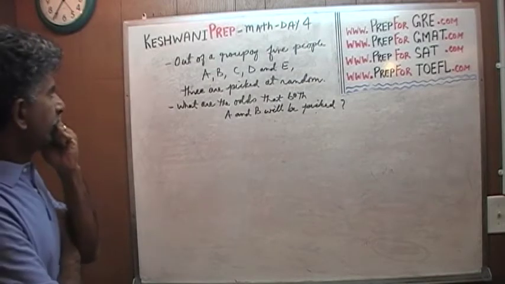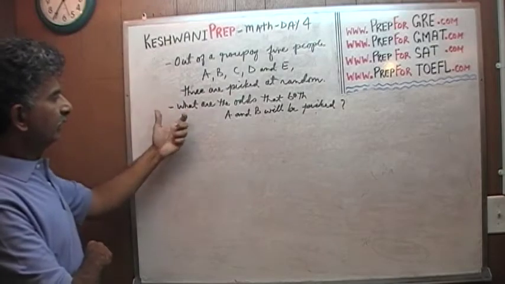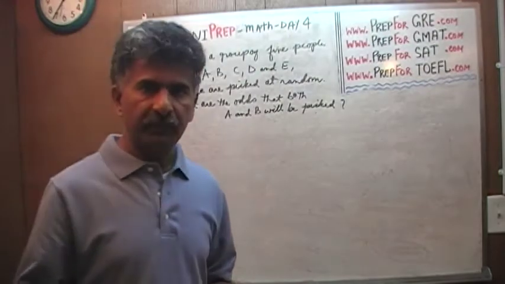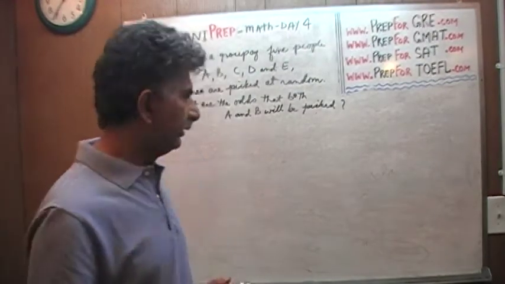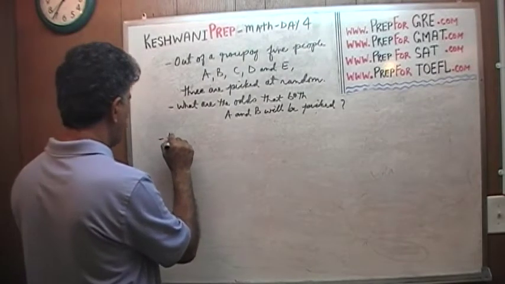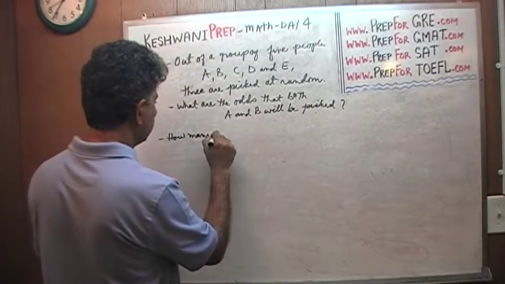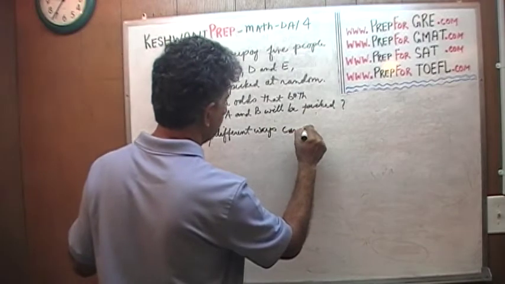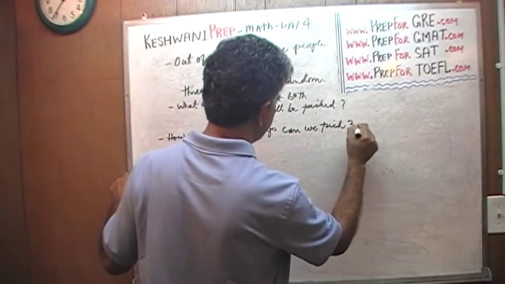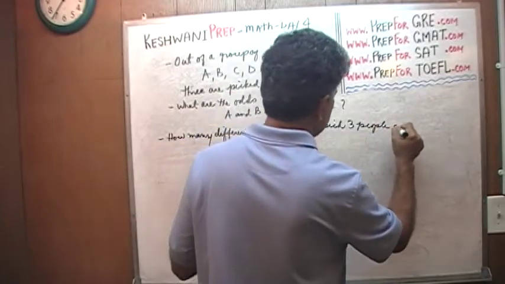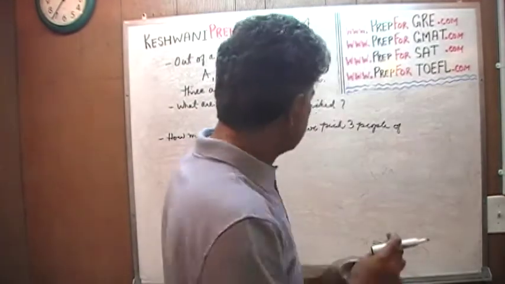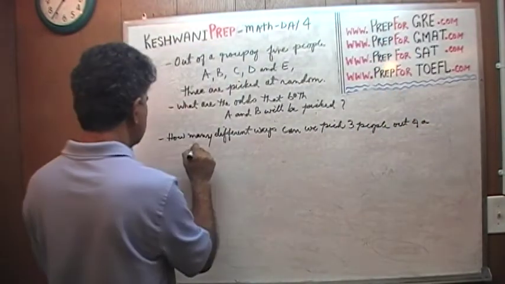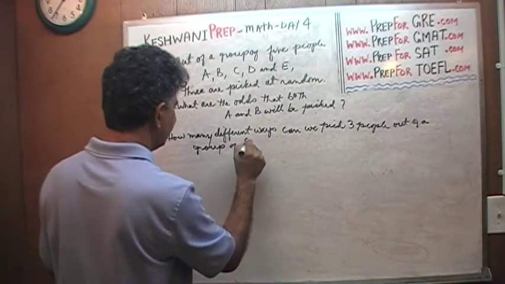Alright, here we go. So we had a group of 5 people, we are taking 3 at random. What are the odds that both A and B will be picked? The first question we have to ask ourselves is, how many different ways can we pick 3 people out of a group of 5 people?